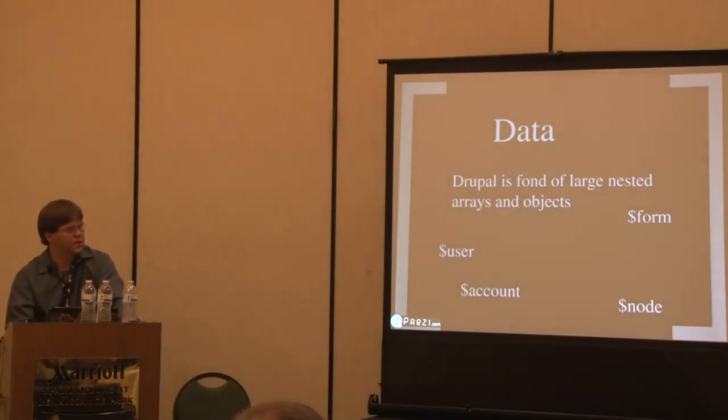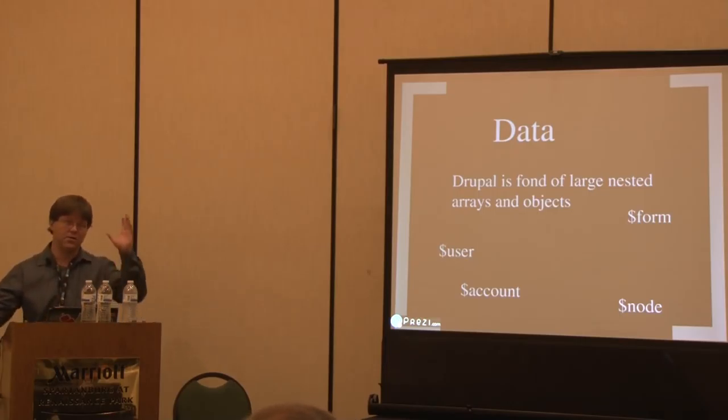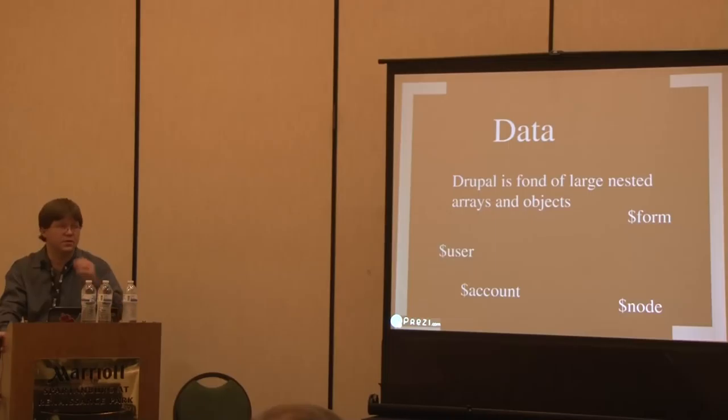This is a good time to talk about how data is passed around in Drupal. There's a good mix of nested arrays and objects in Drupal 6. In Drupal 7, there's a lot more on the object side, but they're generally large objects that are passed around by reference. The form is passed as an array for the reasons I specified earlier. It's going to be passed from one hook to another, being modified.